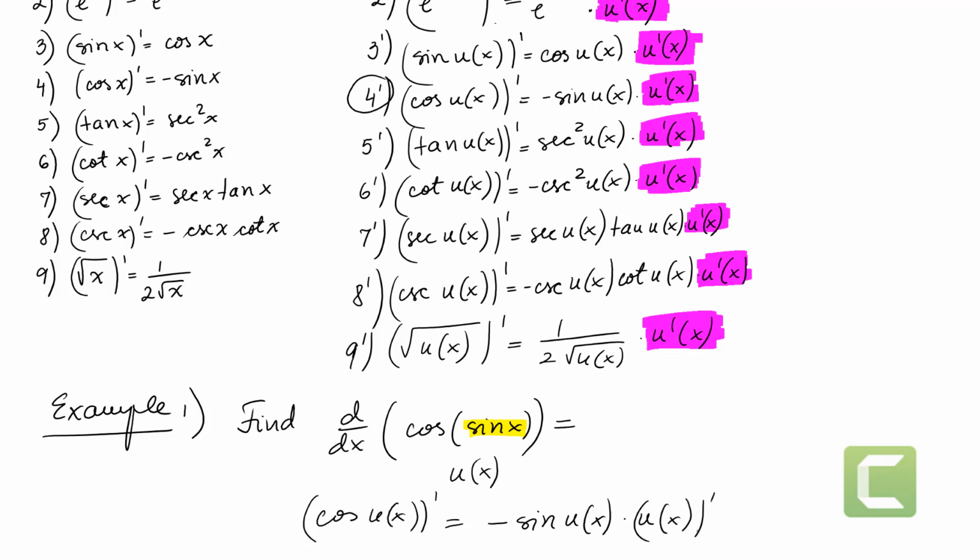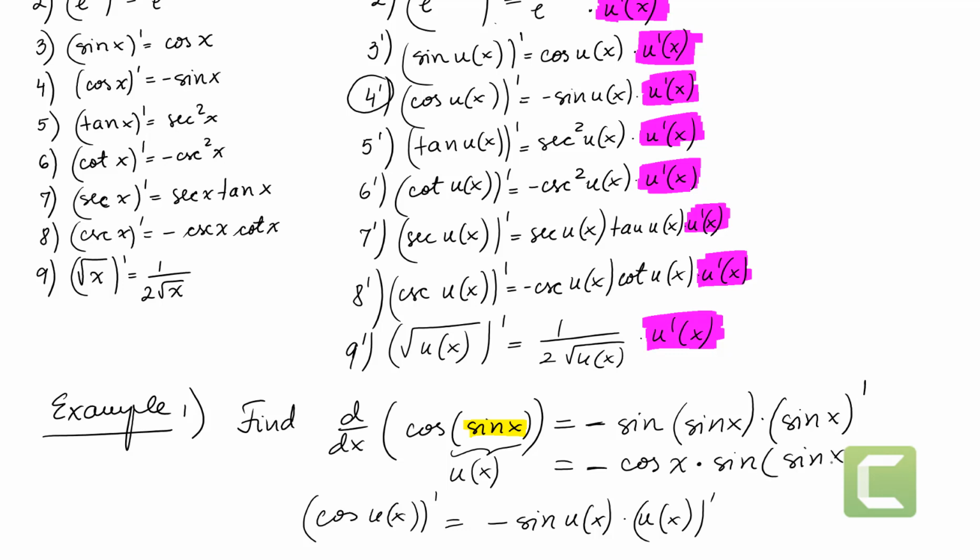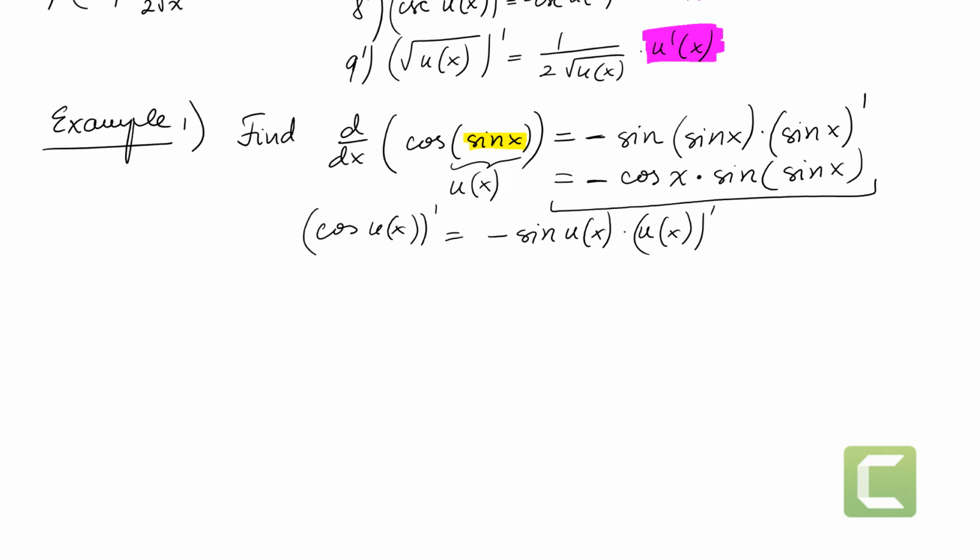So in our situation, it's going to be minus sine, our u of x is sine of x, times sine of x prime. And let's get this in a nicer format. Sine of x prime is cosine, so minus cosine of x times sine of x. Be very careful. And this would be the final answer. And let's try one more example.